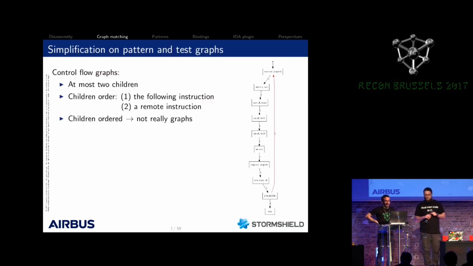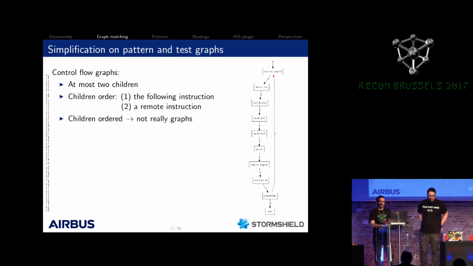So one thing we can say about control flow graphs is that they are not any graphs. The first property they have is that usually when you disassemble them, you'll see that a node in the control flow graph has at most 2 children. It happens when you have, for instance, a conditional jump. You have one child that will be reached when the condition is fulfilled, and one child that will be reached when the condition is not fulfilled. So that's the first property we have on control flow graphs.